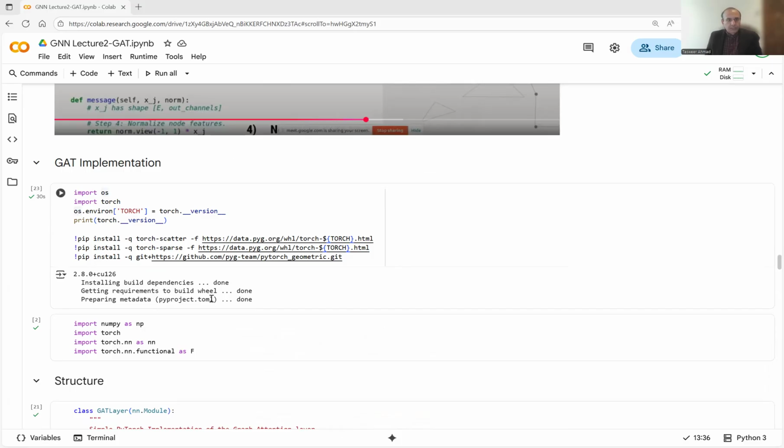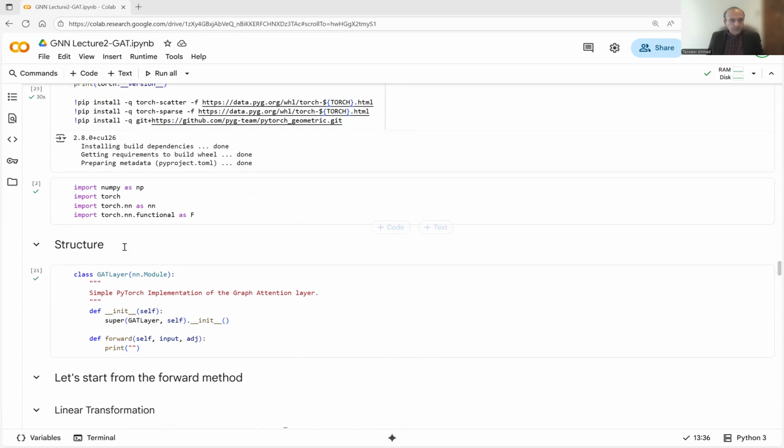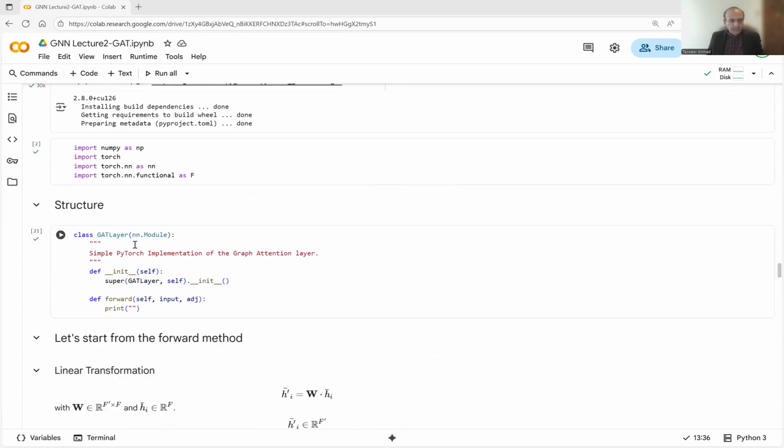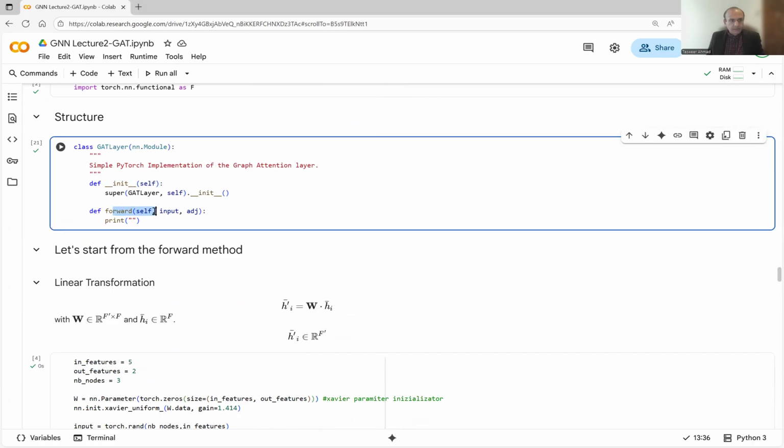Next, we are going to go into the PyTorch implementation. I have already run this code. You can use this code to run this file. So importing PyTorch and the different libraries that are required. Here, this is the basic structure of a GAT layer. There will be the init function, and there will be the forward pass.